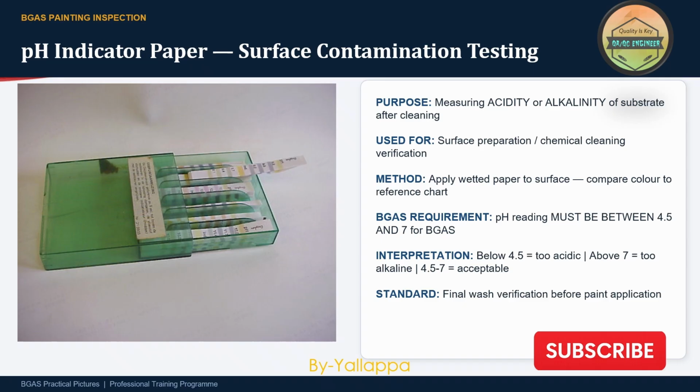This slide shows pH indicator paper. The purpose of pH testing is to determine whether a clean surface is acidic, neutral, or alkaline. After chemical cleaning or water washing, pH verification is often required before coating application. A surface that is excessively acidic or alkaline may negatively affect coating adhesion and long-term performance. As coating inspectors, we must ensure the surface condition is suitable before painting begins.